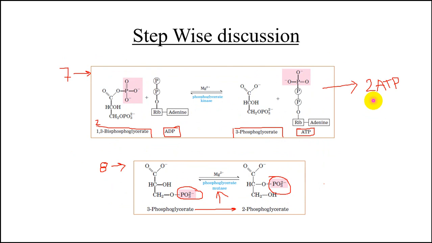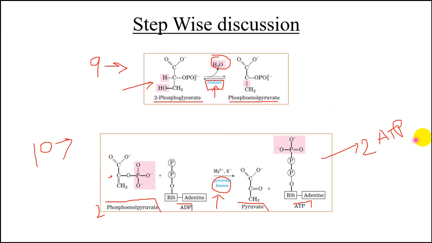In the seventh step the 1,3 bisphosphoglycerate is converted to 3-phosphoglycerate. Here 2 ATPs are gained, because basically 2 molecules of 1,3 bisphosphoglycerate are present. Likewise in the 10th step 2 ATPs are formed.